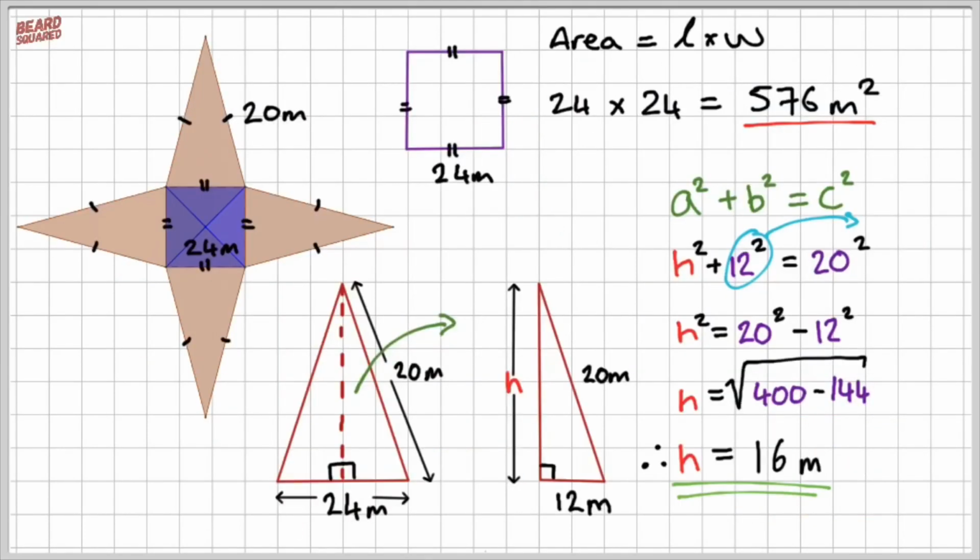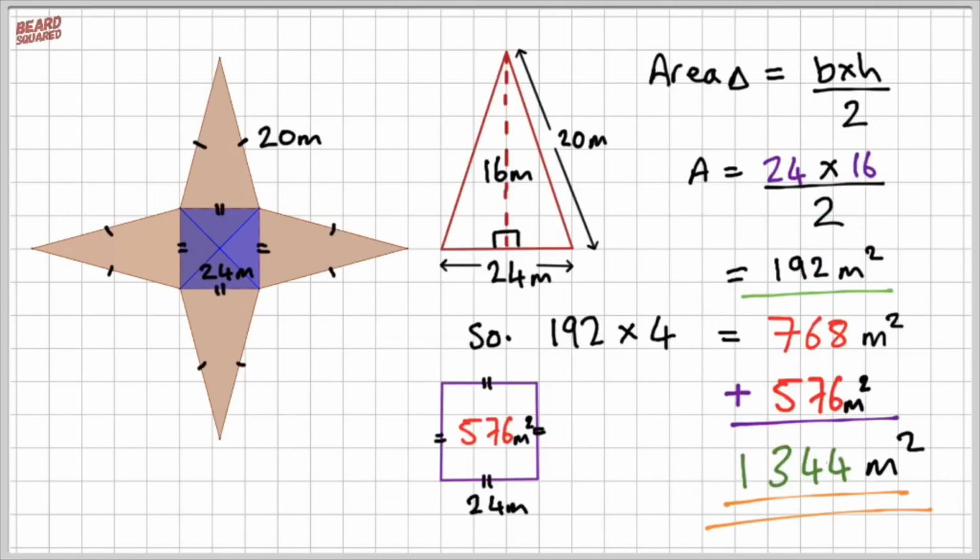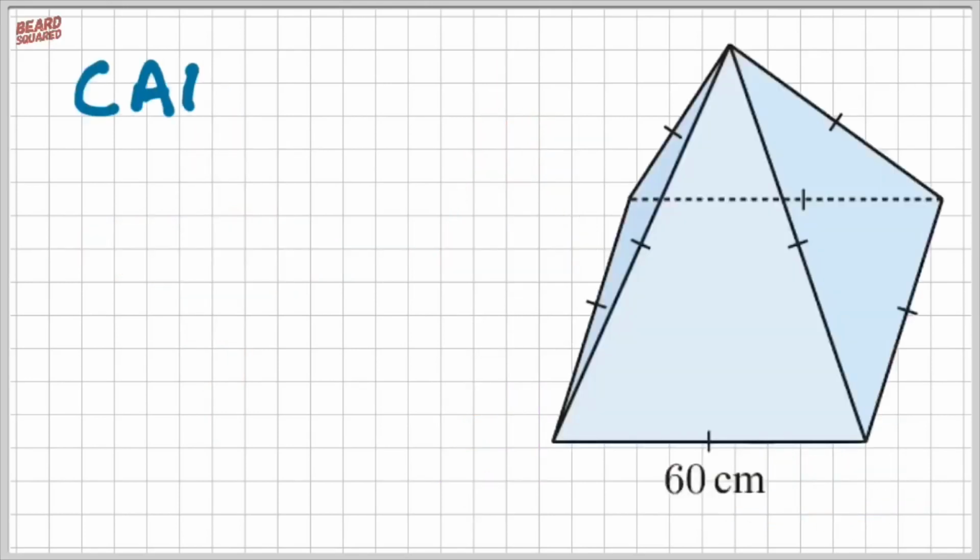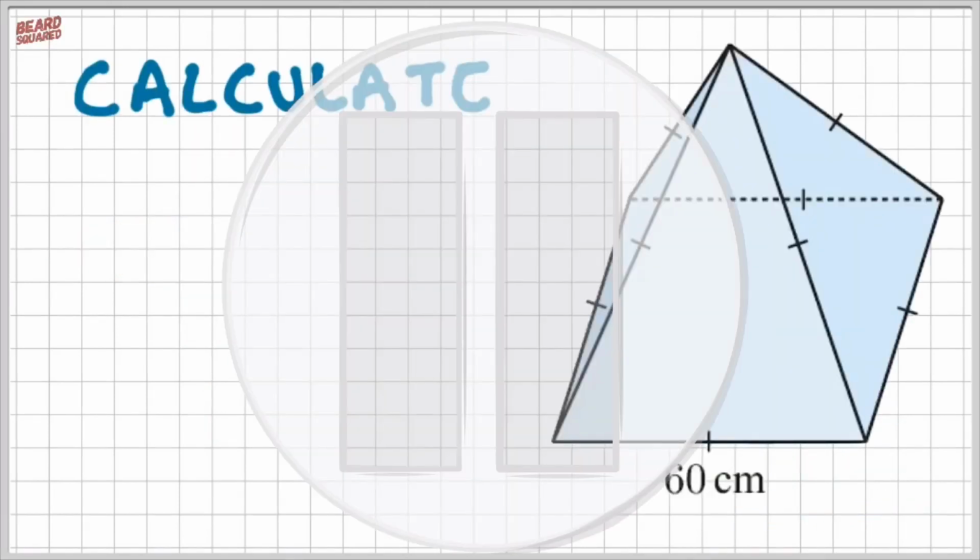Okay, so to recap, step 1 was to draw the net. Step 2 was to find the surface area of each of the faces. And step 3, in this case, was to use Pythagoras' theorem. Step 4 was to add up all those faces to get the total surface area, which in this case was 1344 meters squared.